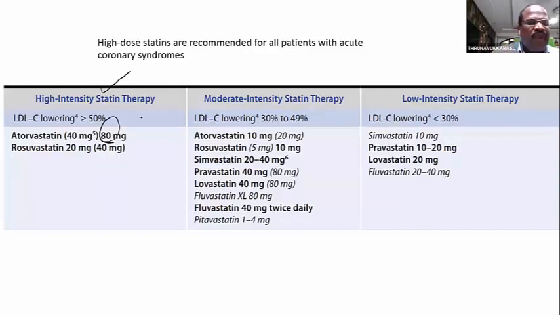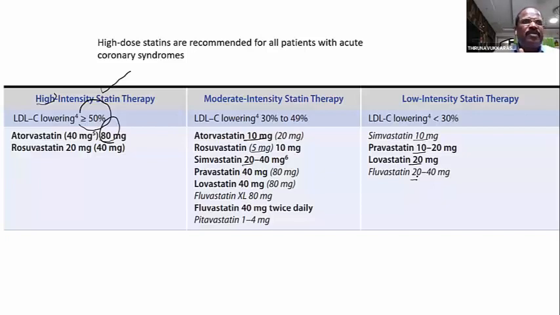And this slide shows the doses of high intensity. Here the aim is to reduce the LDL cholesterol to less than 50. And moderate intensity cholesterol lowering means we can go for atorvastatin 10 mg, rosuvastatin 5 mg, simvastatin 20 mg like that. Whereas low intensity means we can go for simvastatin 10 mg, pravastatin 10 mg, lovastatin 20 mg, fluvastatin 20 mg. But mostly in ACS we go for high intensity cholesterol lowering drugs like atorvastatin 80 mg, and then rosuvastatin up to 40 mg.